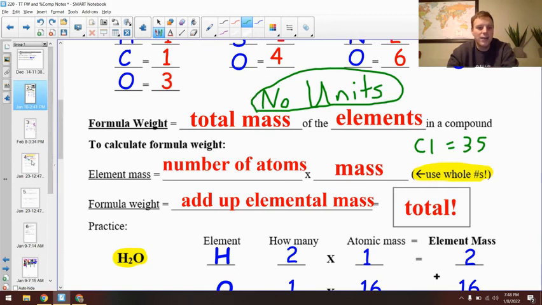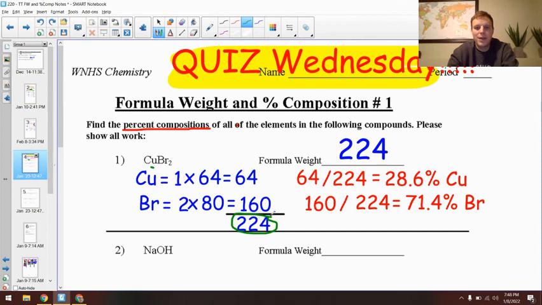So if I ask you, hey, what's the formula weight for copper bromide, and you just tell me 224, we're good. I'm not going to be like 224 what? Miles, minutes, seconds, kilometers? I'm not going to do that to you like I normally would. This is like the one exception to this rule, so you don't have to worry about putting units on here. You can just put 224 as your final answer. Of course, the model student would box it up.